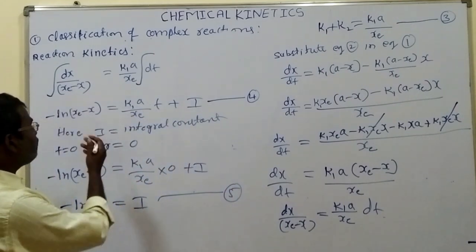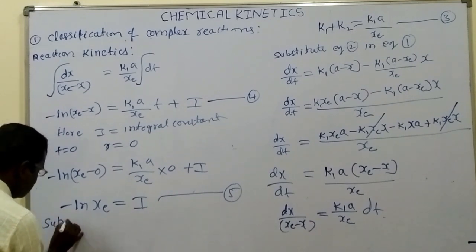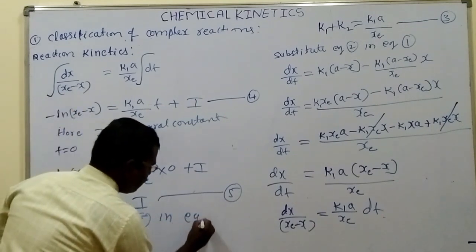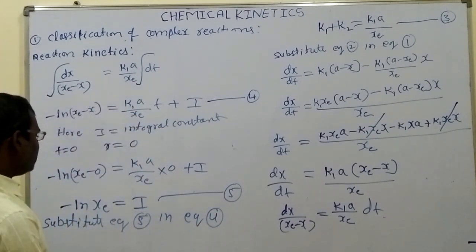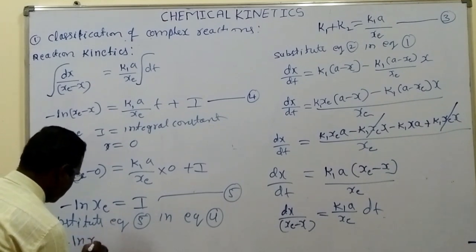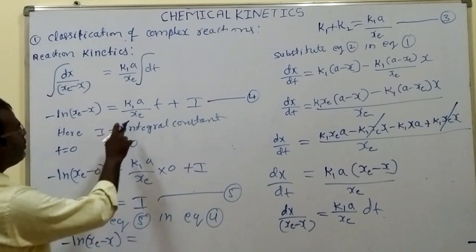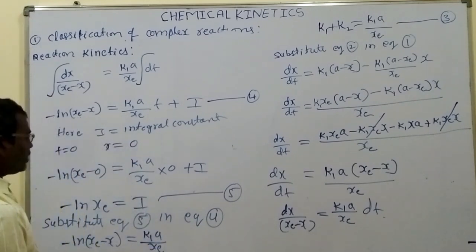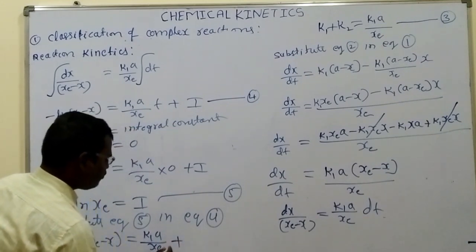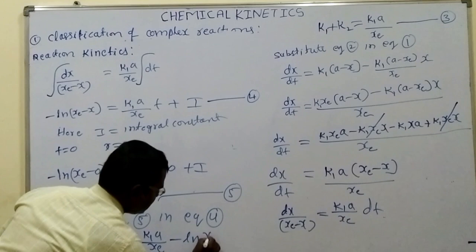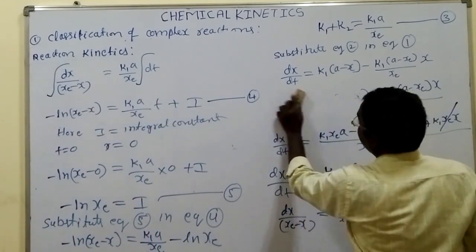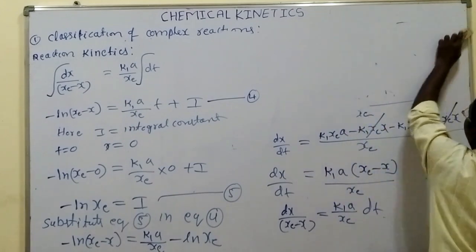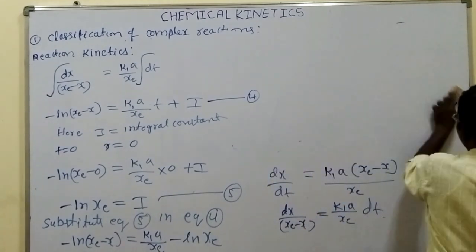Now substitute equation 5 in equation 4. Then what do we get? Minus ln (xe minus x) is equal to k1a by xe times t, plus the minus ln xe. Now bring the minus ln xe to the left side, then it will become positive, so that we write there.